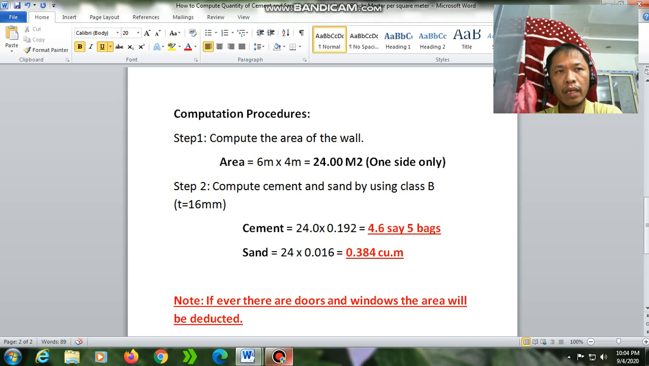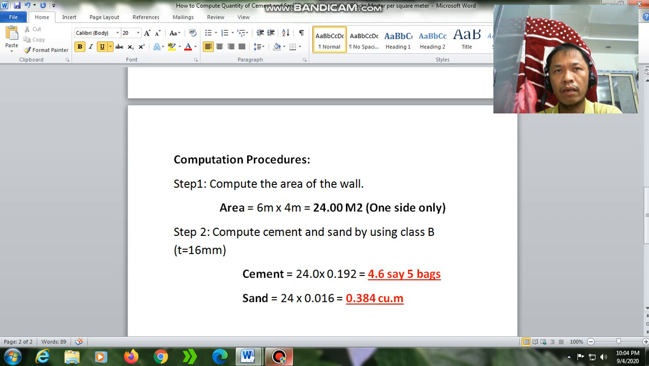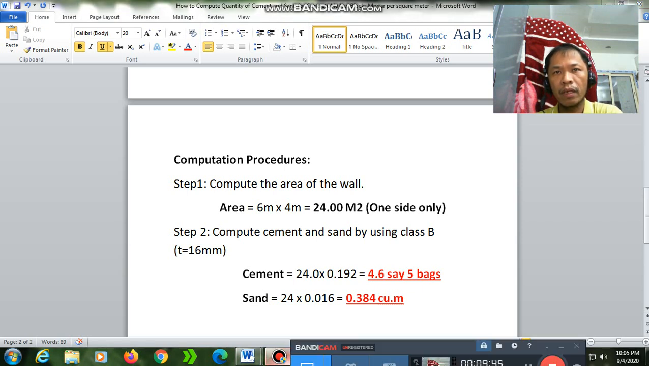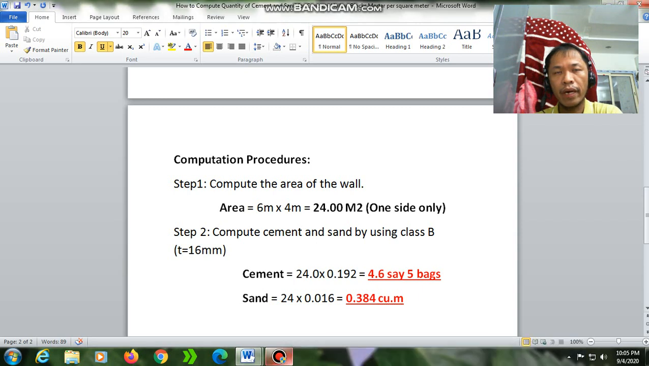So note na, if ever there are doors and windows, the area will be deducted. This is only for one side of the wall. So I hope you find another knowledge about the computation of cement and sand for plastering.